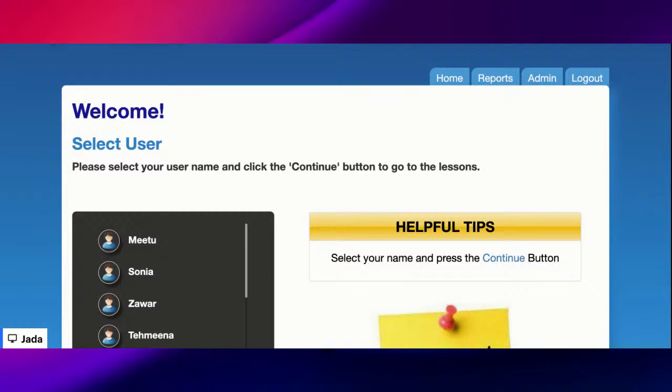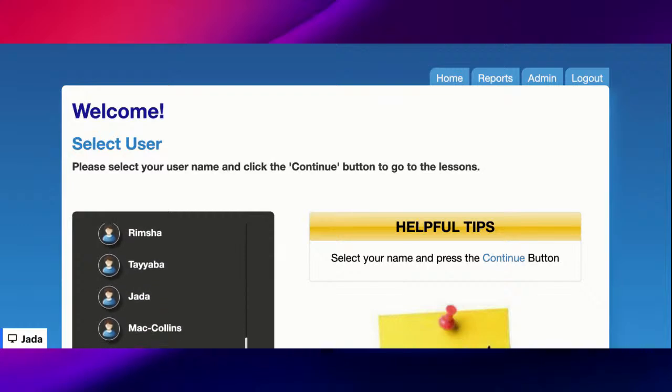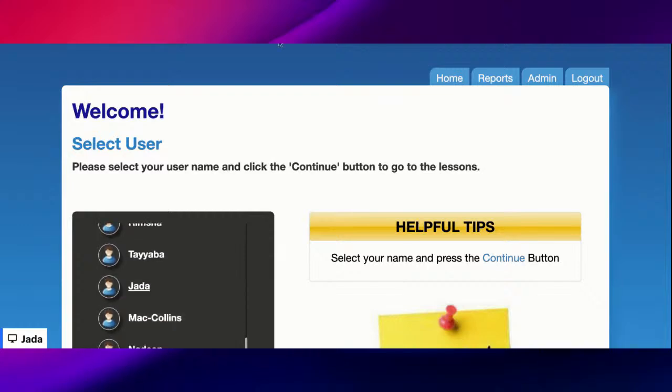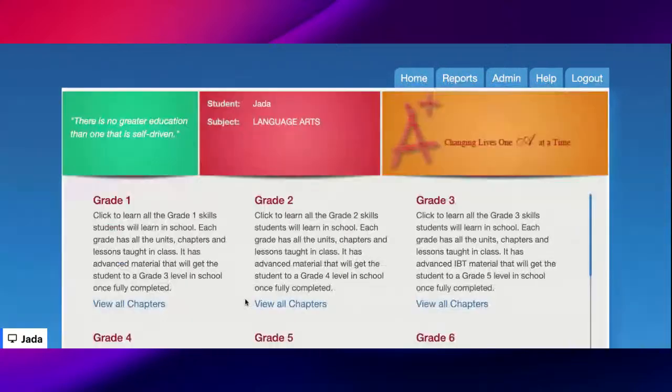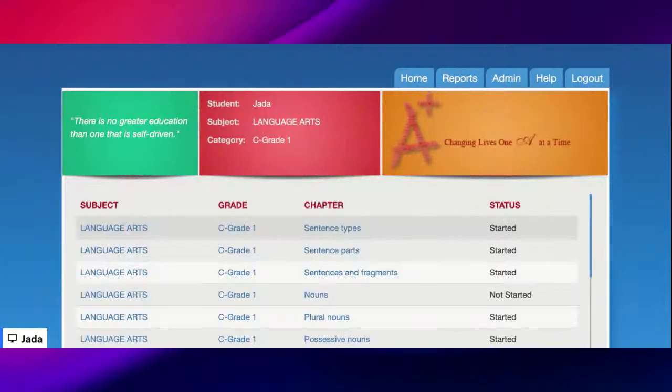Today we will have adjectives. So first you log in using aplusstudent.com. Then click on your names here. Go to language arts and then grade 1. So you scroll here and you click on the lesson that you'll be having for today.